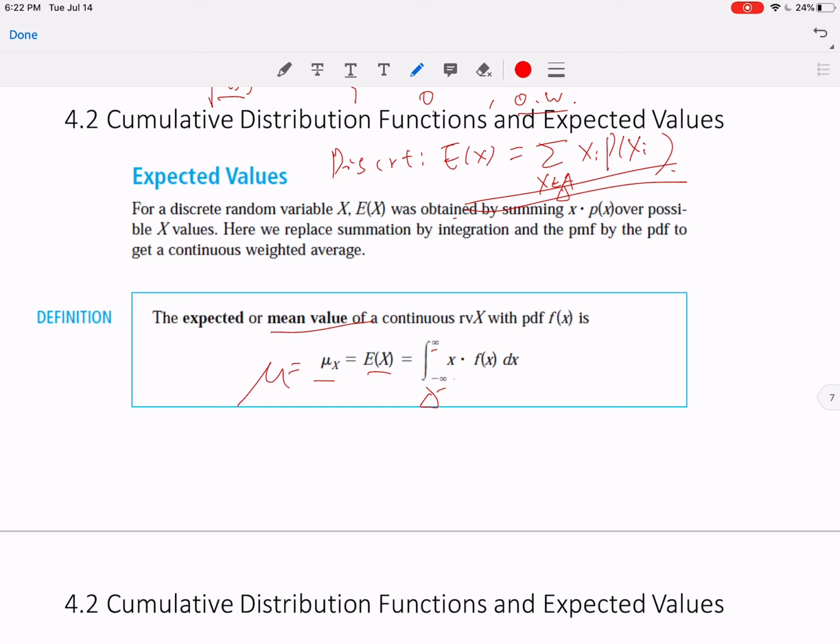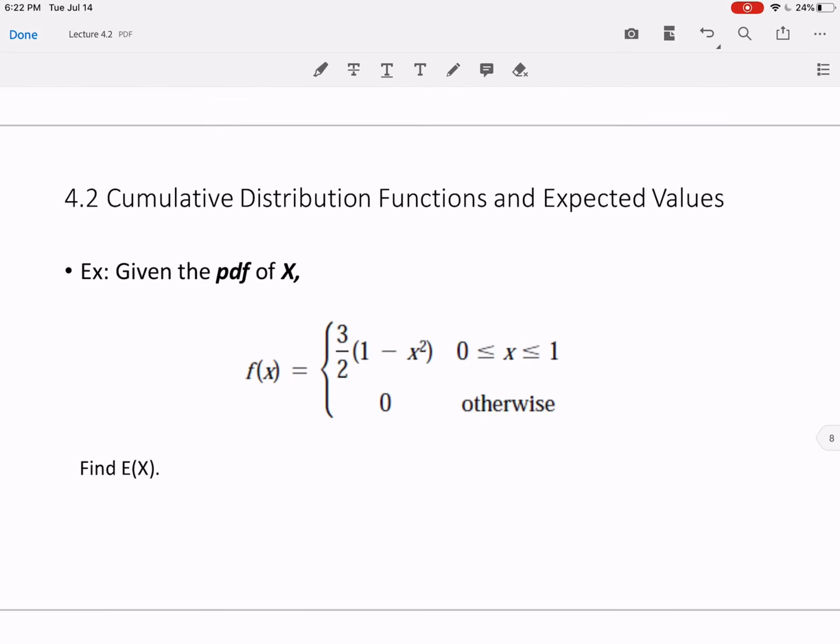So in general, we use negative infinity to positive infinity here, but different problems will give us different specific intervals, and we're going to think of it specifically. But in general, we use negative infinity to positive infinity, because for a continuous random variable in general, x could be any number on the number line. All right, that's pretty much how to find the expected values.